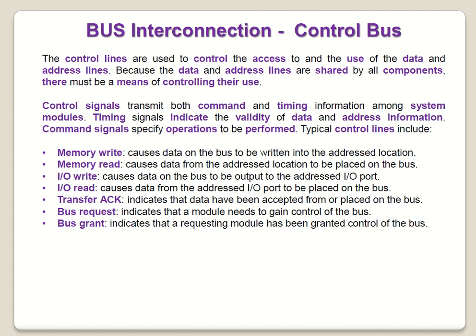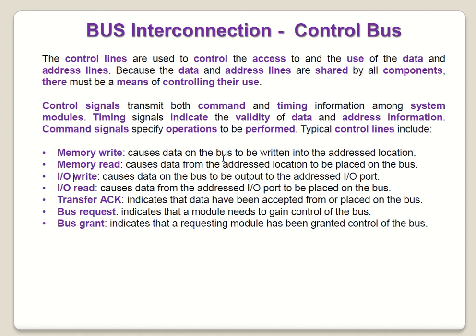Actually, the control lines include a variety of signals. Seven signals are given here: memory read and write, I/O read and write, acknowledgement, bus request, and bus grant. What is memory write? It causes the data on the bus to be written into the specified location. Memory read means it causes the data from the location to be placed onto the bus. Can you get the idea?